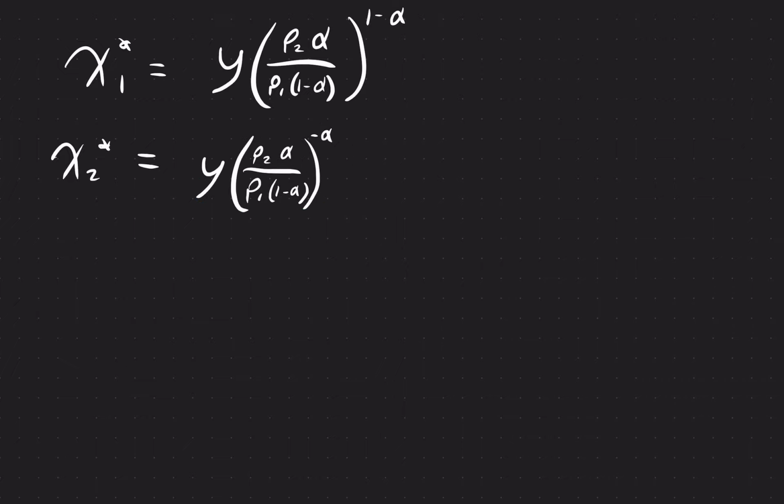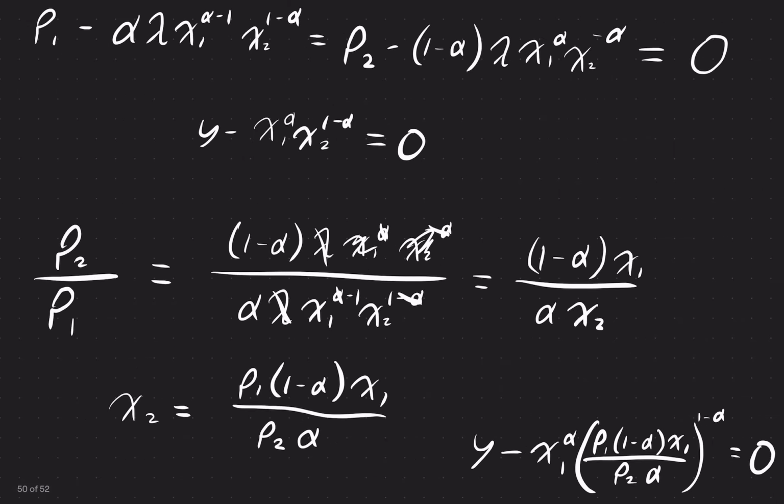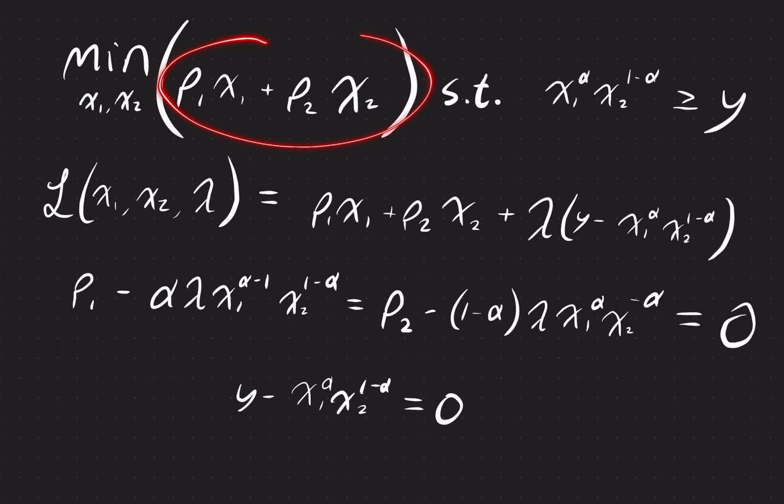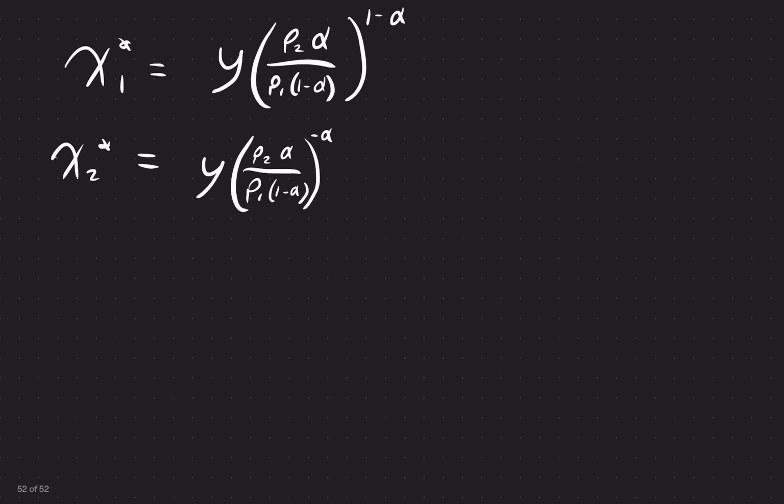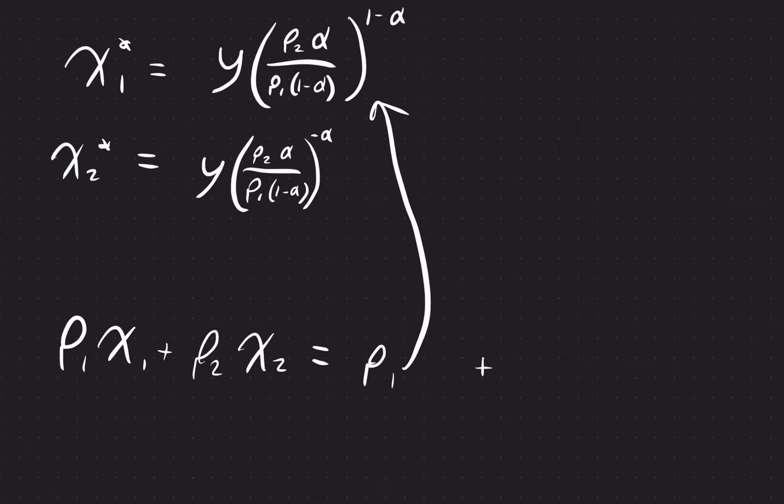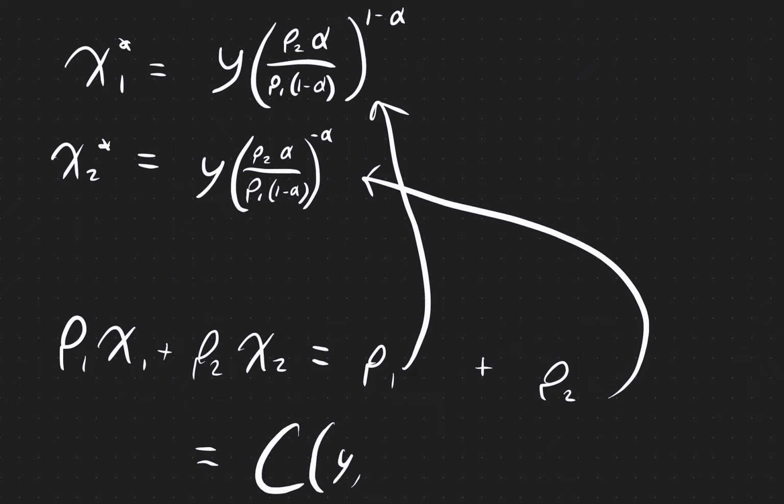And then finally, we want to plug these back into our objective function to figure out what our cost actually is. So we'll do p1 times x1, so that's going to be p1 times this term plus p2 times this term. And that's going to be the cost function given y, p1, and p2. And that's how you work this cost function.